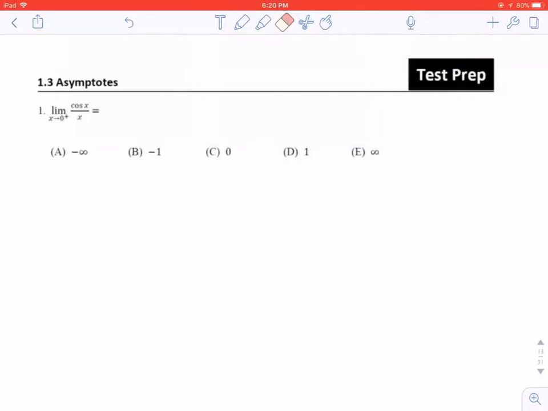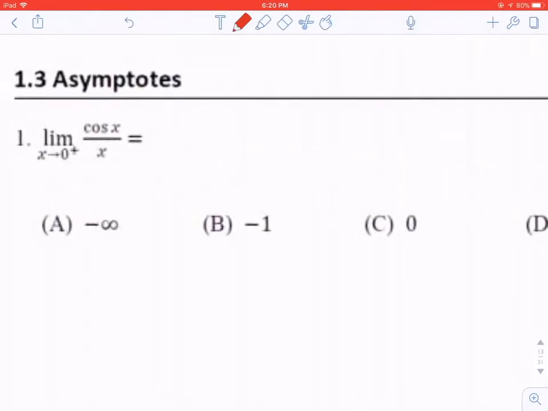You've got test prep section 1.3, asymptotes. We're supposed to evaluate this limit, cosine of x over x, as x approaches 0 from the right. So here's what I'm going to do. I'm going to rewrite this as the limit as x approaches 0 from the right of 1 over x times cosine of x.